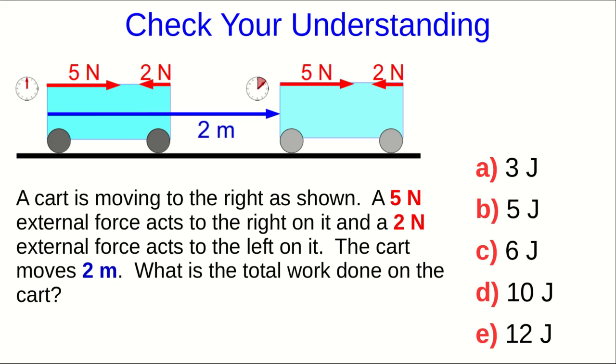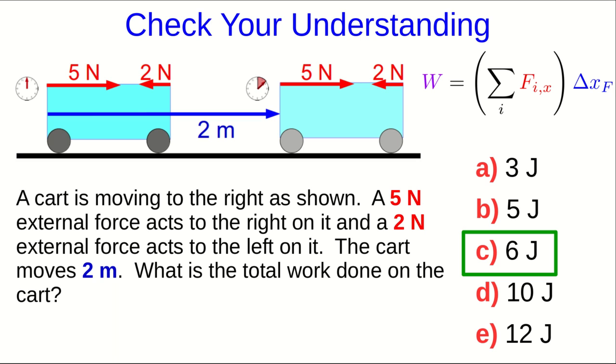Here is the question that I ended the previous part of this lecture with, and the calculation is fairly simple. You use the work equation, and we can see that the sum of x components of these two forces will be a 3 Newton force to the right, and so when we now multiply that by the displacement, we come up with 6 joules. Or you could think of it as the 5 Newton force doing 10 joules of work, and the 2 Newton force doing -4 joules, and that again gets you 6 joules.